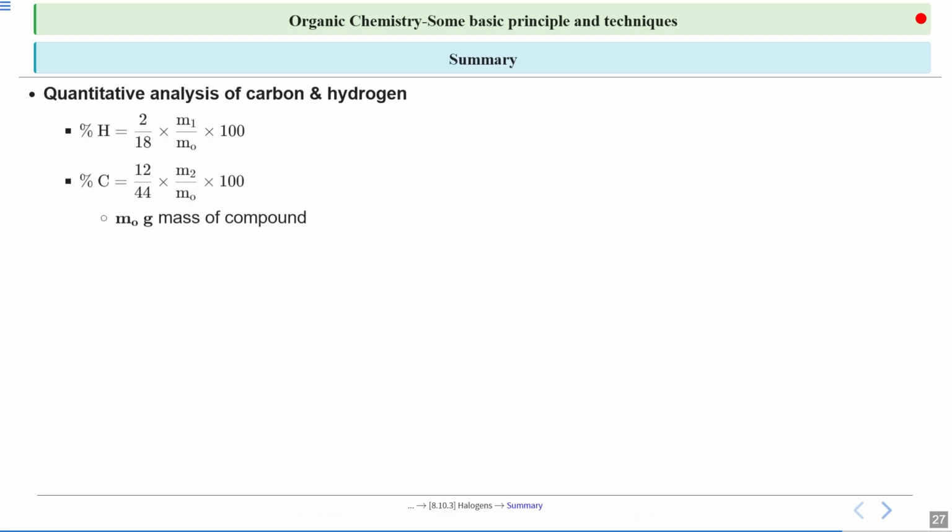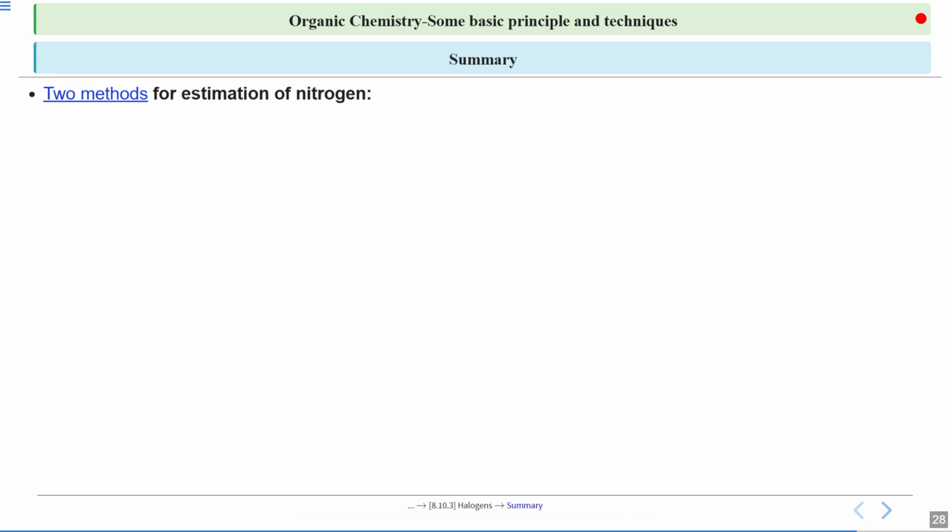To make this calculation, we need to know what variables. We need to know m0, which is the mass of the original compound that we started with, and m1, which is the mass of water produced during the combustion. Finally, m2 is the mass of carbon dioxide produced.